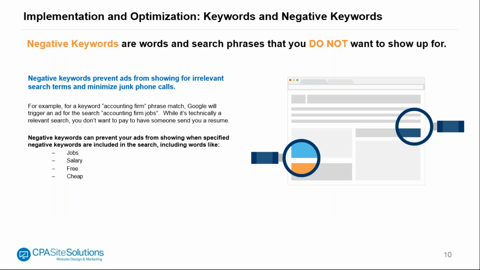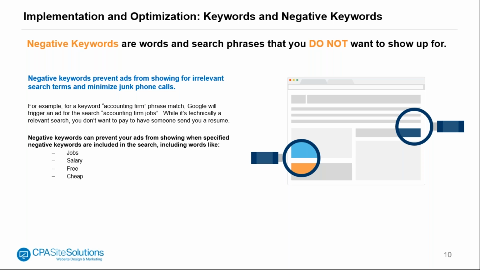Okay, so that's a lot about keywords. So let's go and move on to negative keywords. So negative keywords are actually search phrases that you do not want to show up for. Negative keywords prevent ads from showing for irrelevant search terms like how much do I pay for taxes, and actually help to minimize junk phone calls because you can actually trigger an ad to have the user call directly from that ad.